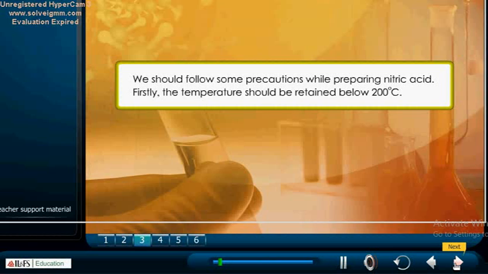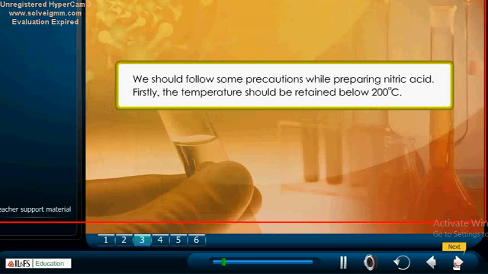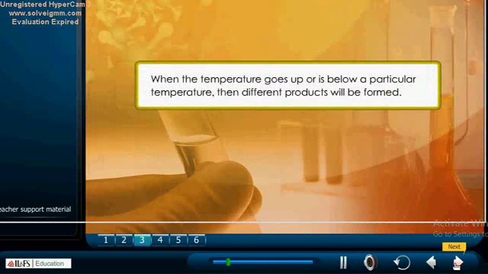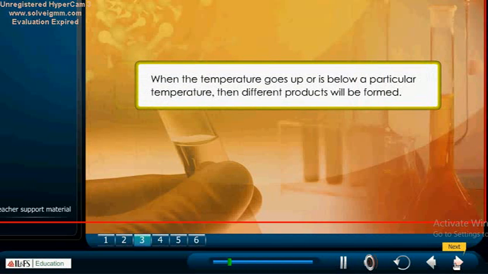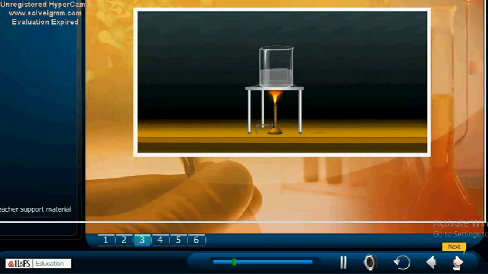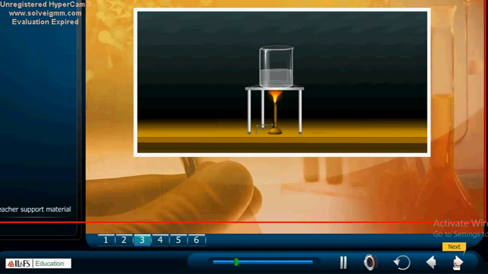We should follow some precautions while preparing nitric acid. Firstly, the temperature should be retained below 200 degrees Celsius. When the temperature goes above or below a particular temperature, different products will be formed. Let us see what happens when the temperature is about 200 degrees Celsius.